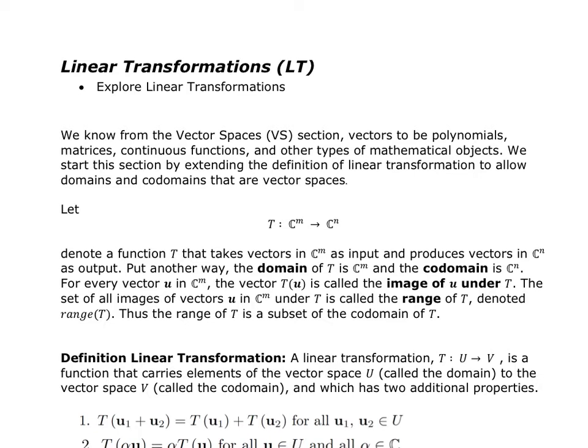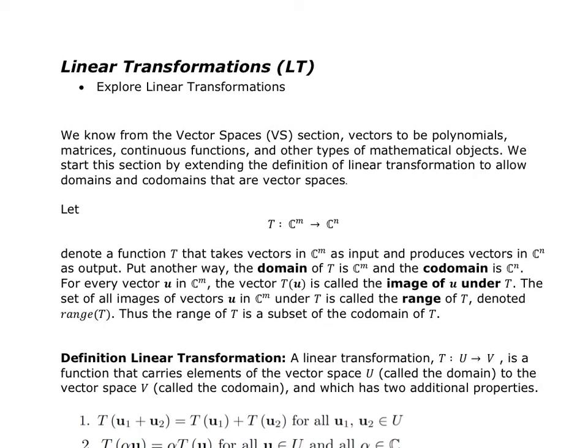Cm is our input, and it's going to produce the vectors in Cn, and we're going to call that the output. Another way we're going to say it is the domain of T is Cm, that's what's going to go in, and the codomain is Cn, that's what comes out. Then for every vector u in Cm, the vector Tu is called the image of u under T, where this is representing the output.